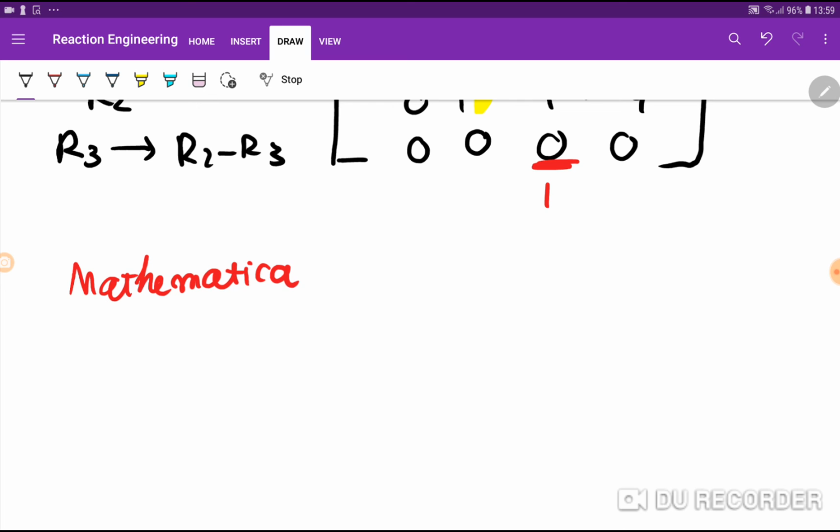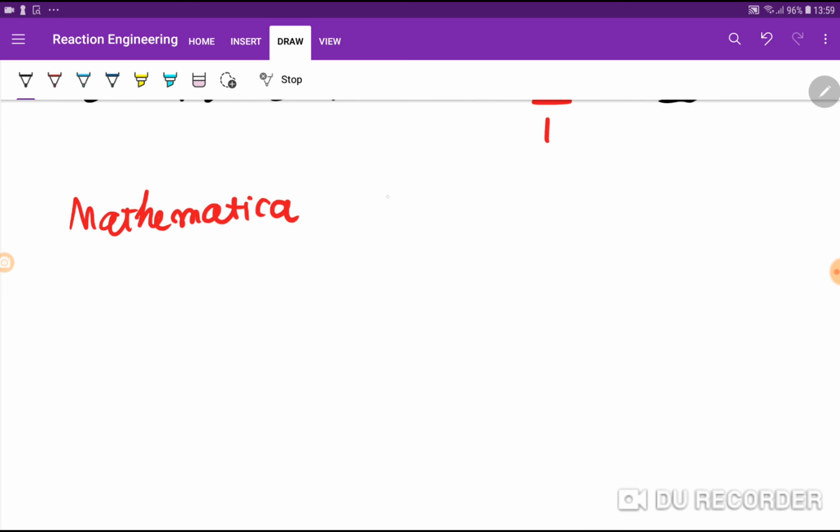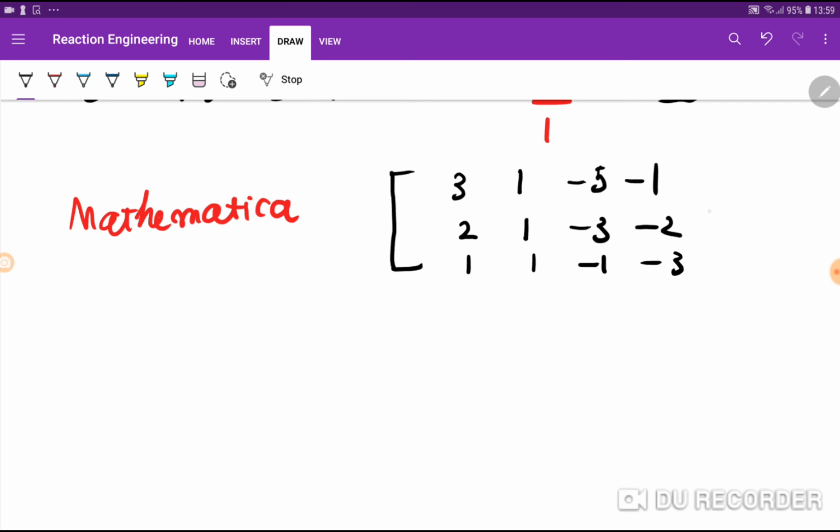I'll give you the code to check the row reduced form of a matrix. So let's say, what is our matrix again? Anyone in the comments? Oh, I'm sorry, I'm not live, so I always have that. Okay, so is this 1, 3, 1, -5, -1, 2, 1, -3, -2, 1, 1, -1, -3, right? This is our matrix. You want to see the row reduced form of this?